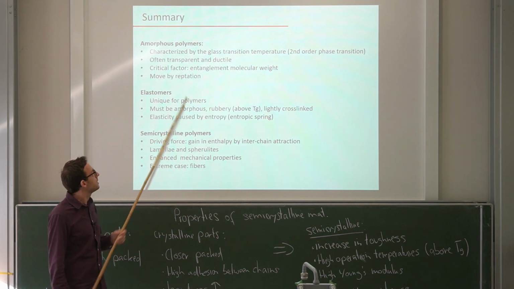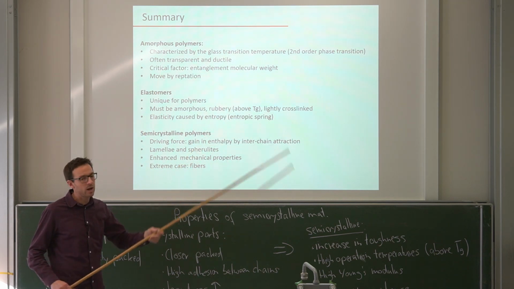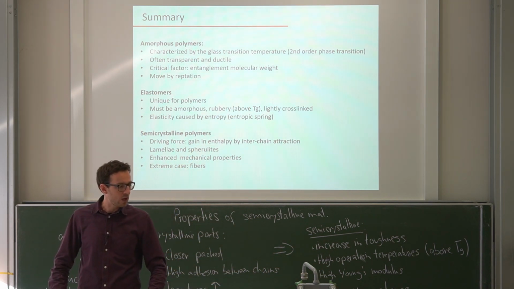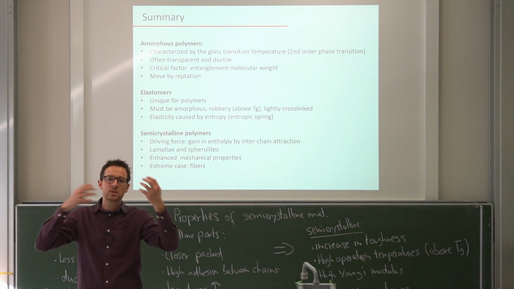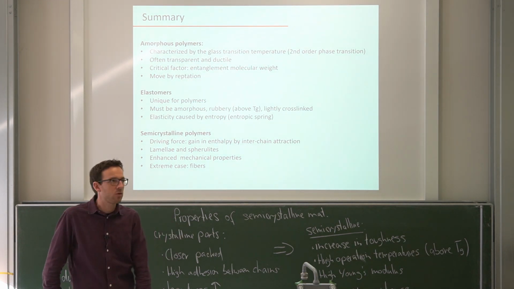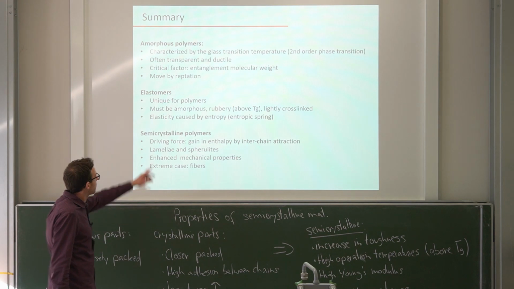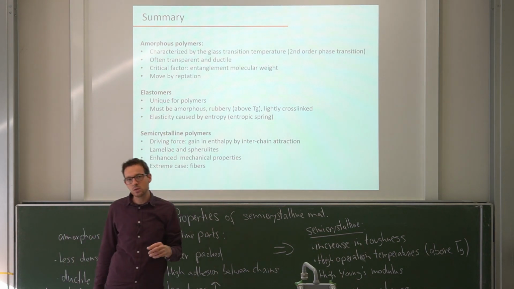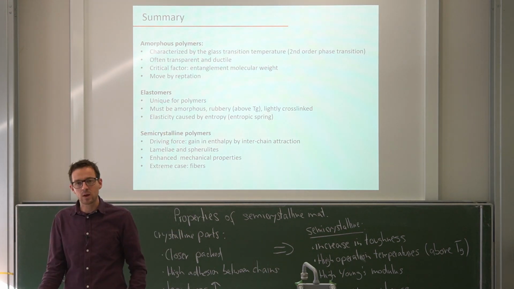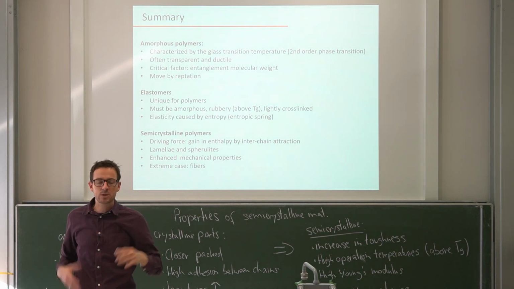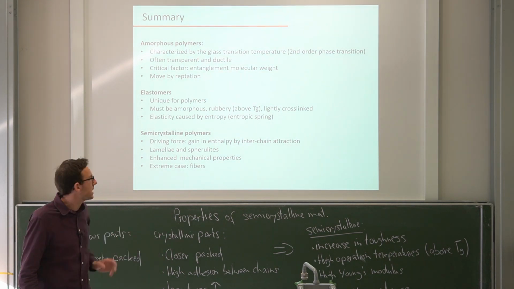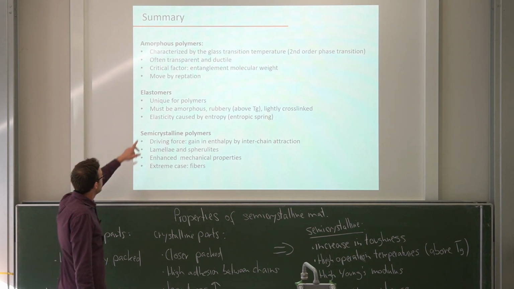We've seen that amorphous materials can be transparent simply because they are homogeneous material, and they can be ductile. And the critical factor is the entanglement molecular weight, so you need to have large polymer chains to actually get these mechanical properties of an amorphous material. They also move by a process called reptation, where they simply need to kind of snake around individual obstacles, which is not something that we have covered in the lecture, just kind of as a side note.